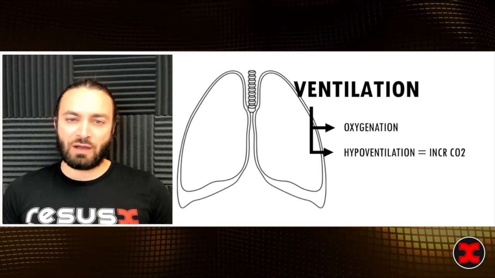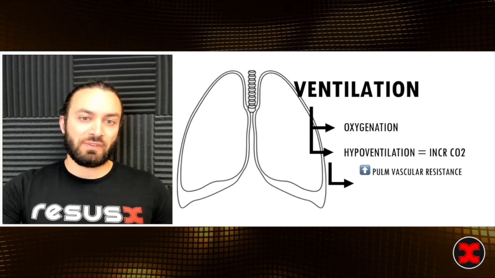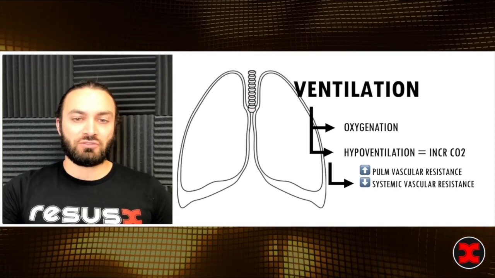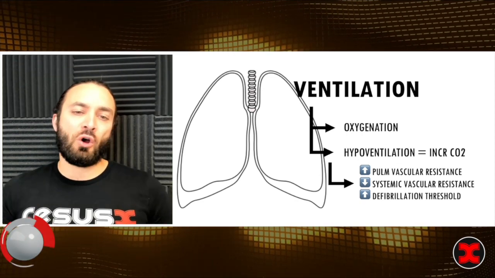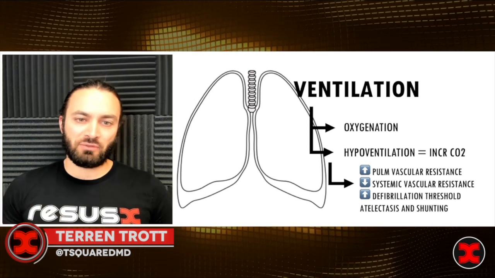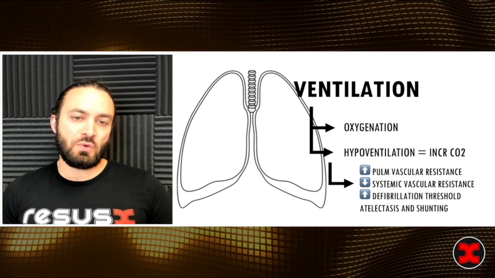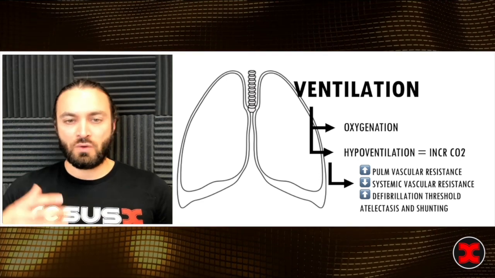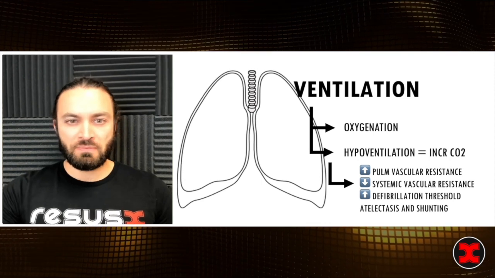And what are all the downfalls of that? Well, ultimately, quite a bit. Hypoventilation can lead to an increase in pulmonary vascular resistance, decrease in systemic vascular resistance, and actually make it harder to defibrillate our patients. This hypoventilation, increased CO2 and subsequent acidosis leads to atelectasis and further shunting, which can make multiple of these factors even worse.